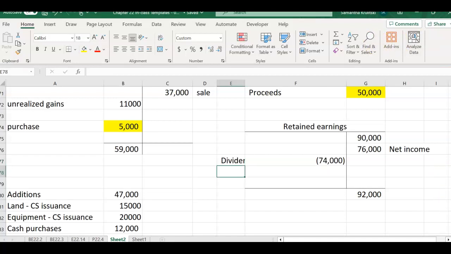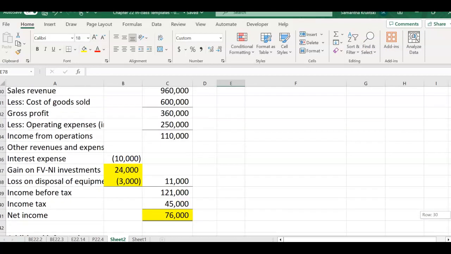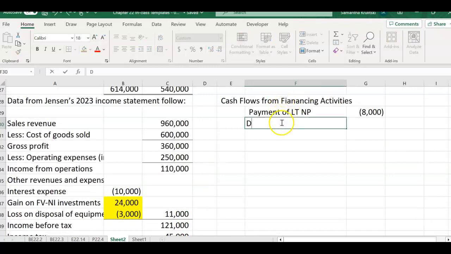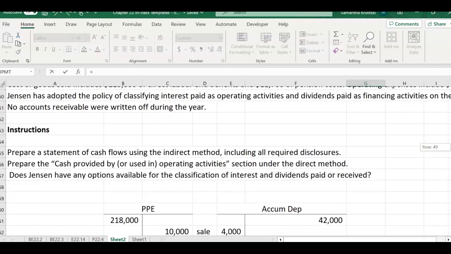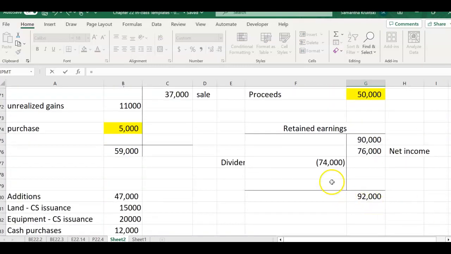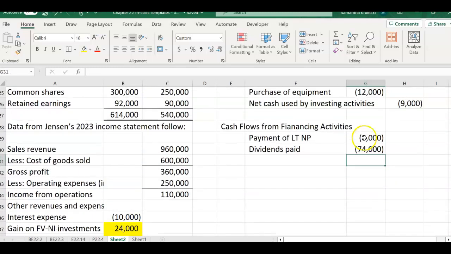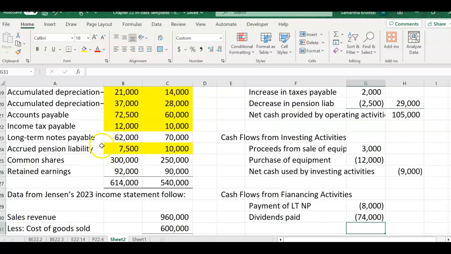So that is going to be a cash outflow. I'm going to come up here and have my dividends paid, $74,000. Okay. So now I've taken care of my long-term note. I've taken care of my dividends by analyzing my retained earnings. And now I need to do my common shares.